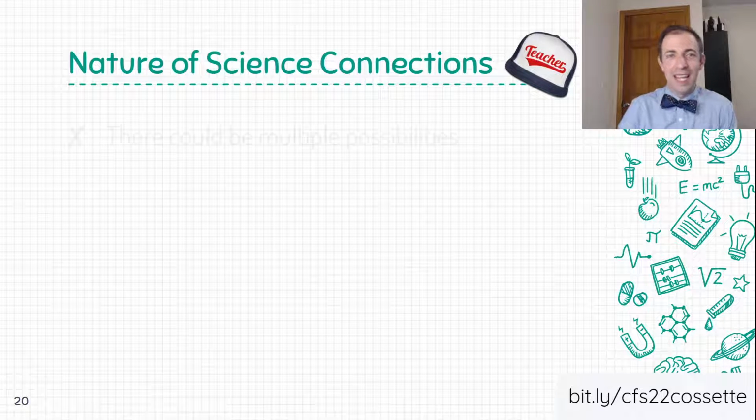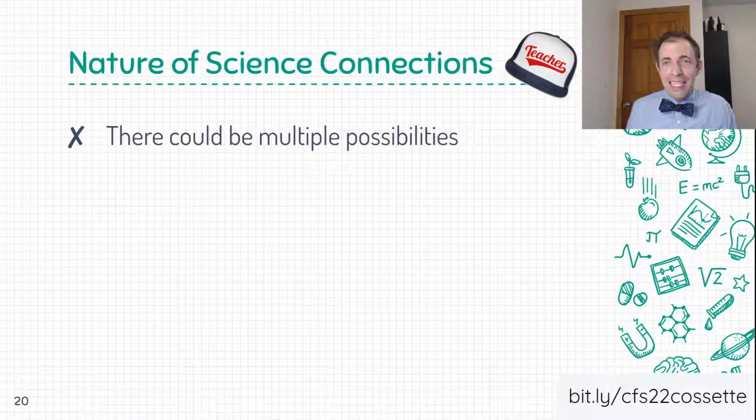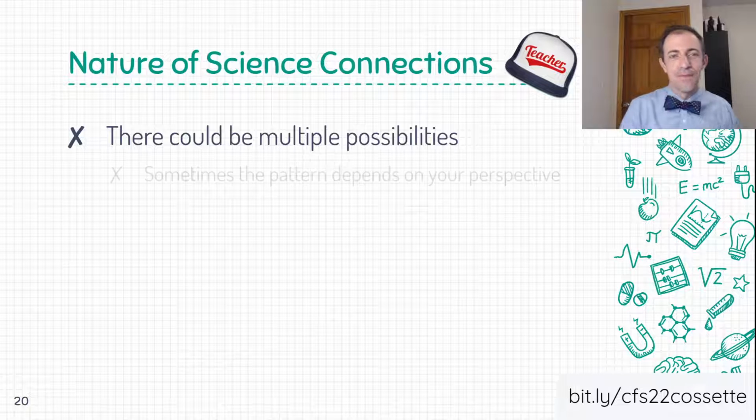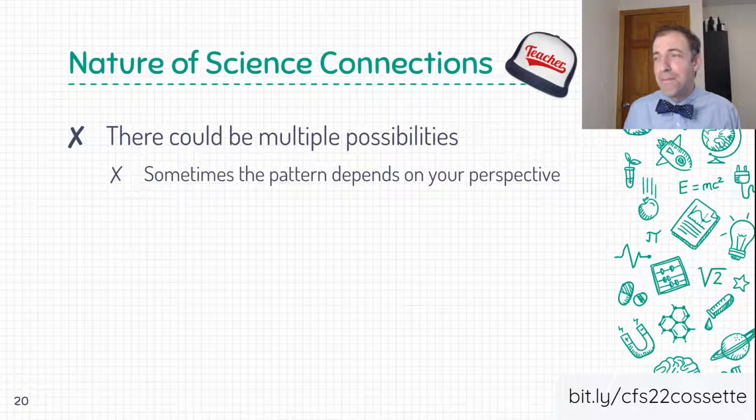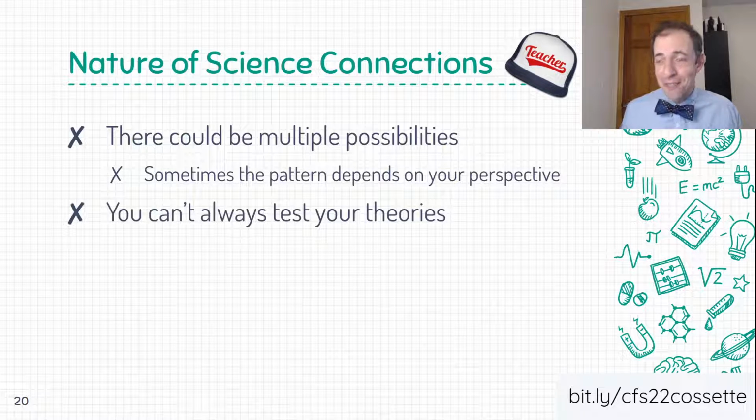So some of this nature of science connection: there could be multiple possibilities that sometimes we just don't have enough information to know. And the best that we can do is to narrow down our list and say, from the evidence that we have, all of these things are possible. We need more data to go from here. Sometimes that pattern depends on your perspective. So you might see something from your understanding, and somebody else might see something else based on their own different interpretation. You can't always test your theories.